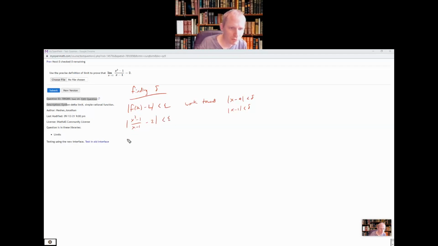So what I'm going to do is factor this. x squared minus 1 is (x plus 1) times (x minus 1). And I can cancel these, but I'm not in a limit, so I can only cancel these if x is not equal to 1. So these are equivalent statements: this is equivalent to |x plus 1 minus 2| less than epsilon, provided x is not equal to positive 1. And then 1 minus 2 is a negative 1.